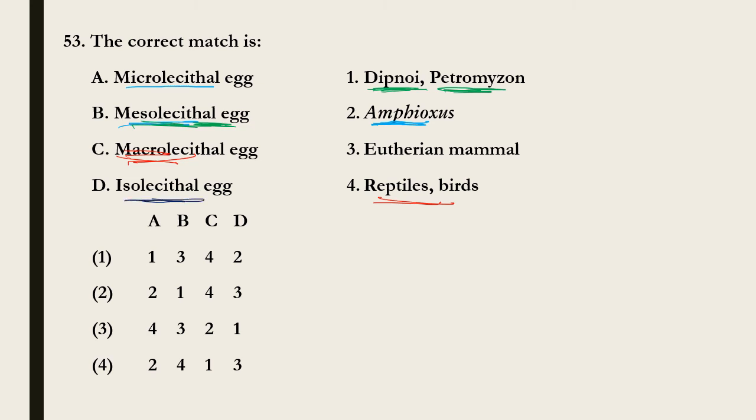Then come to isolethal eggs. Isolethal or alethal eggs are present in Eutherian mammals. So by observing the matching, we can find that A is 2, Amphioxus; B, mesolethal egg, is 1, Dipnoi; C, macrolethal egg, is 4; D, isolethal egg, is Eutherian mammals. So the correct matching option is 2.